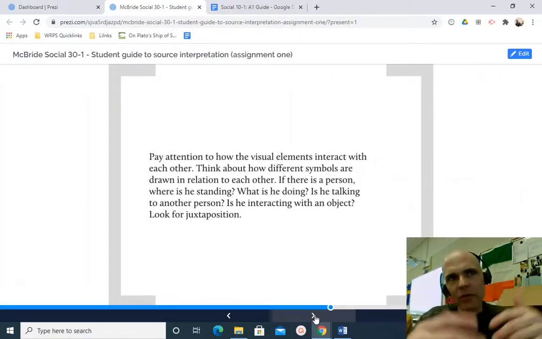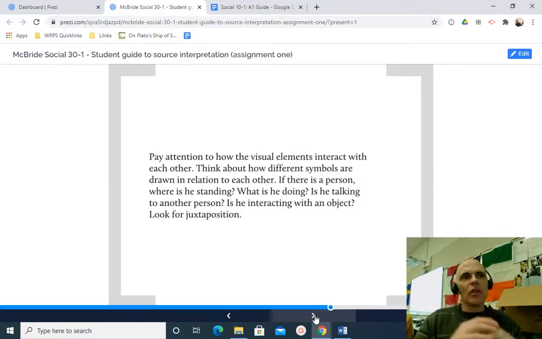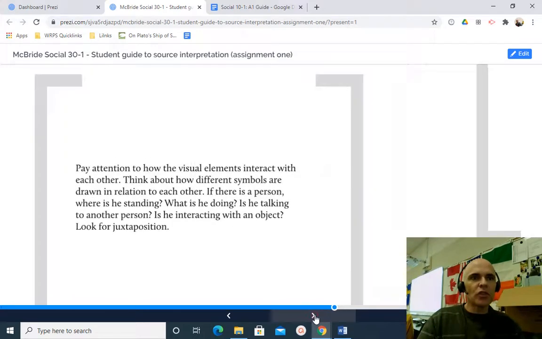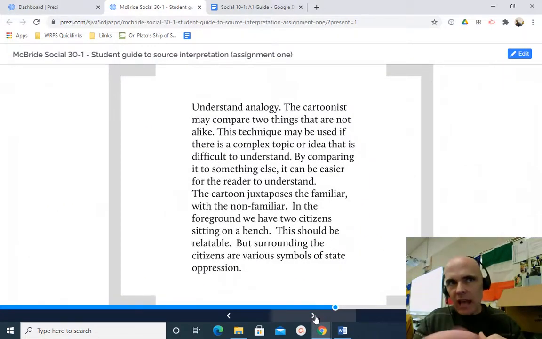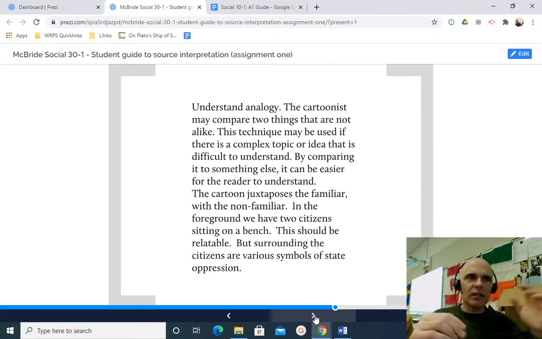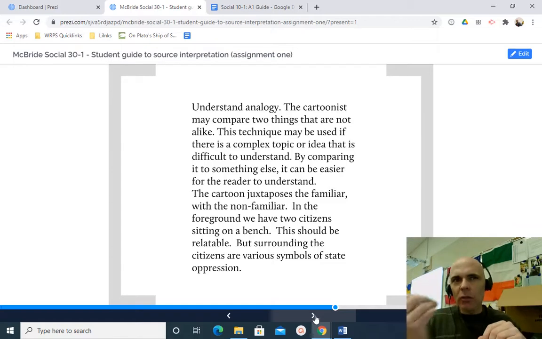Pay attention to how the visual elements interact with each other. Think about how different symbols are drawn in relation to each other. If there is a person, where is he standing? What is he doing? Is he talking to another one? Is he interacting? Look for juxtaposition. Understanding analogy: the cartoonist may compare two things that are not really alike. This technique may be used if there's a complex topic or an idea that is difficult to understand. By comparing it to something else, it can be easier for the reader to understand.